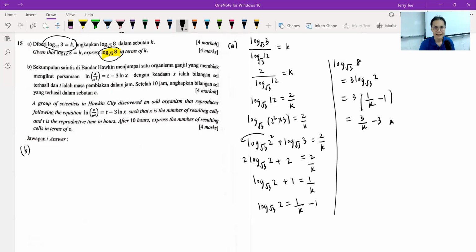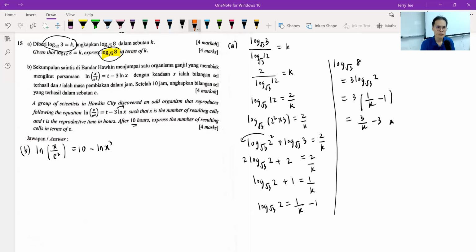So part B, we have a group of scientists in Hawking City who discovered an odd organism that reproduced following this equation, where X is the number of resulting cells and T is the reproductive time in hours. So after 10 hours, we are supposed to find the number of resulting cells. That means you're finding X in terms of e. So basically, we have to substitute T with 10. So this is ln (X over e squared) equals 10 minus 3 ln X. That 3, I will bring up as X cubed.